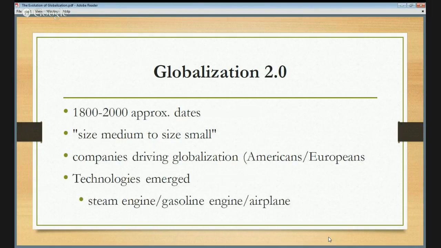Globalization 2.0 took on a different phase, depending on where you're at in North America. Our globalization 2.0 came much later. In Europe, it was a little bit earlier. And we went from a size medium to a size small, with companies, no longer countries, driving globalization between the Americans and the Europeans.